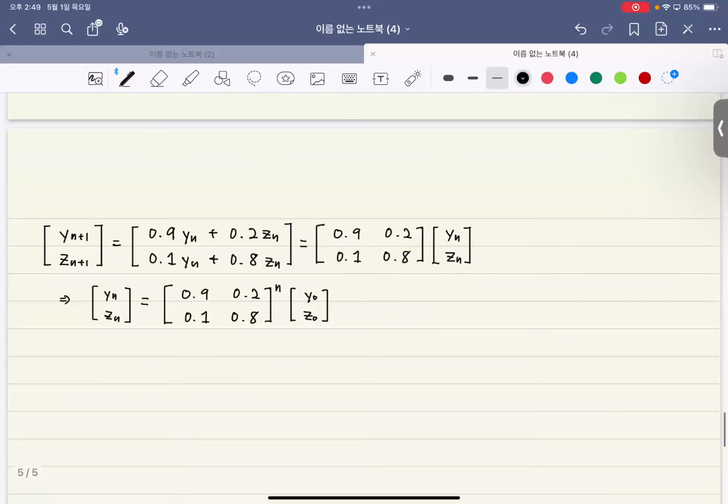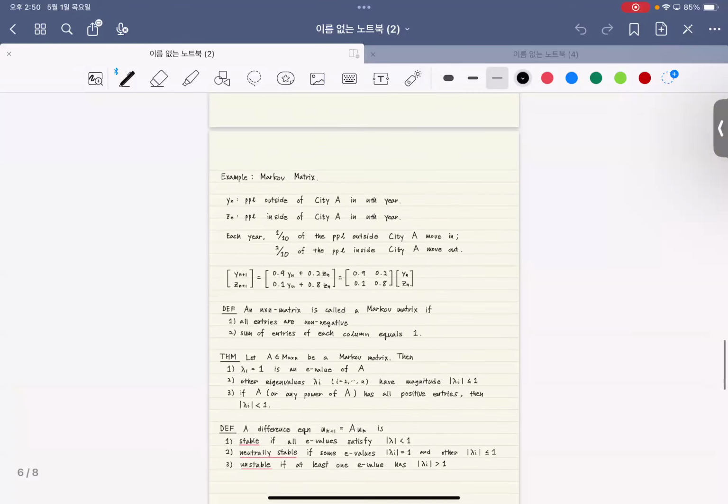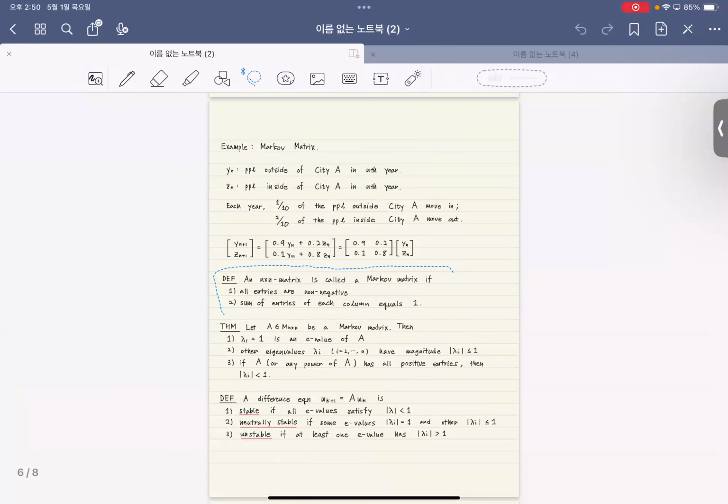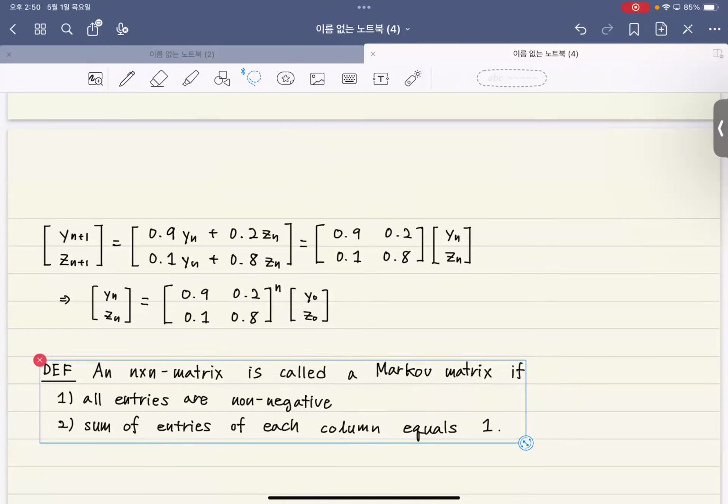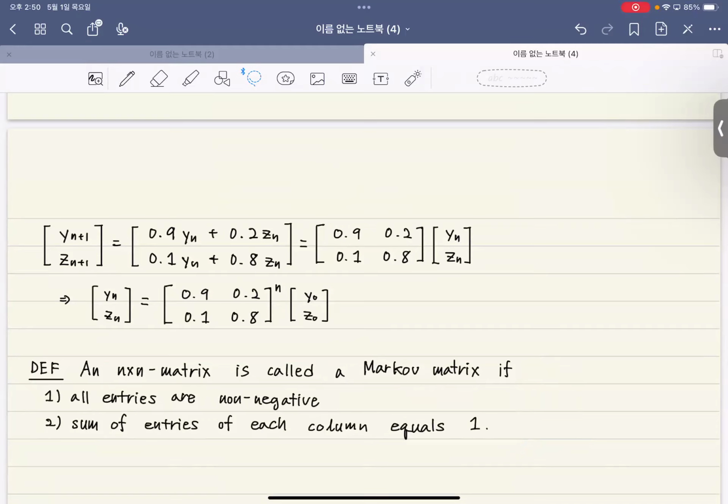I think this is the right time to give you the definition of the Markov matrix. So what is the Markov matrix? We say an n-by-n matrix is a Markov matrix if it satisfies two conditions. The first, every entry must be non-negative. And the second, the sum of entries of every column should be 1. So this is the condition of the Markov matrix. So this is clearly a Markov matrix.